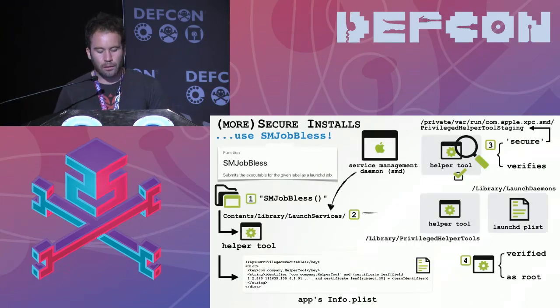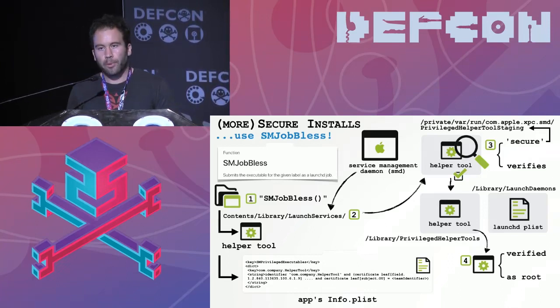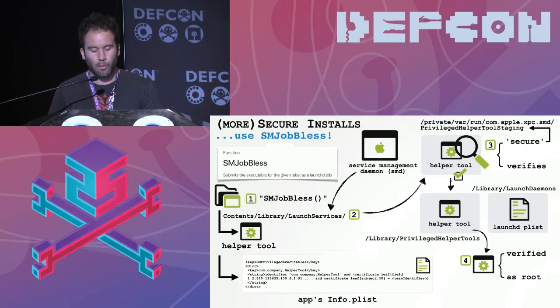So what is the answer? Well, the answer is to use SMJobBless. This is an API that was recently introduced by Apple, and it does allow you or applications to do secure authentication, but it's incredibly complicated. So what you have to do is put whatever you want to be executed as root, this is called the helper tool, in the Contents/Library/LaunchServices directory. Then in your application's info.plist file, you have to identify the signing information of the helper tool.